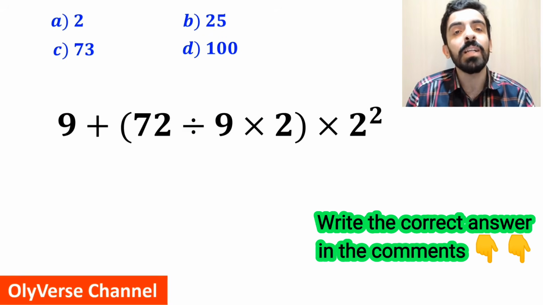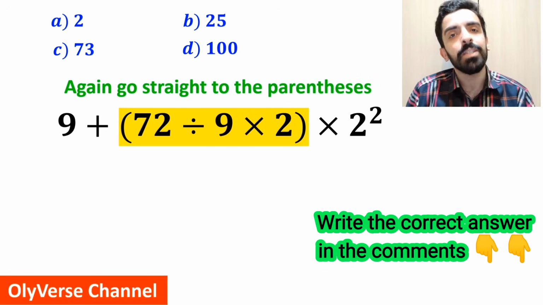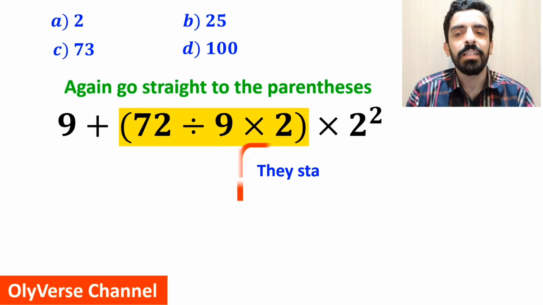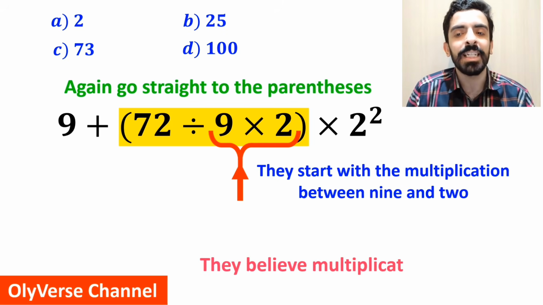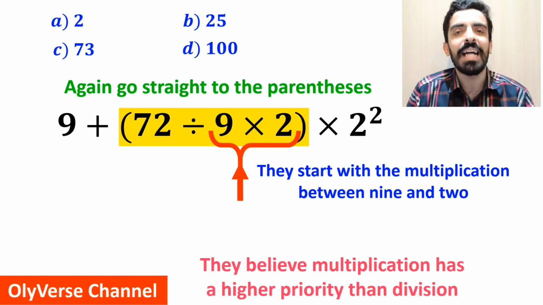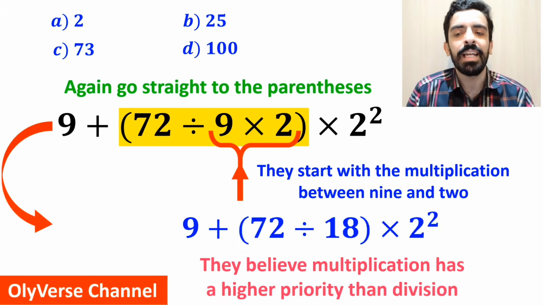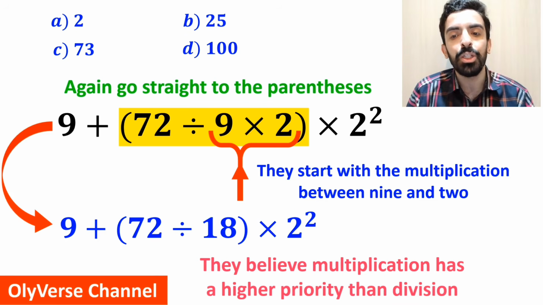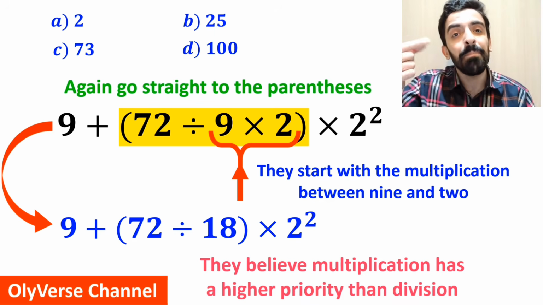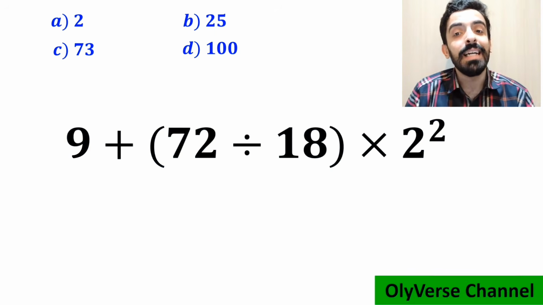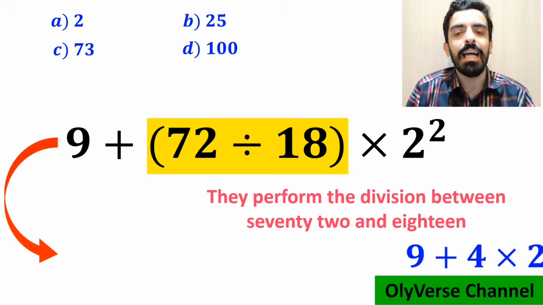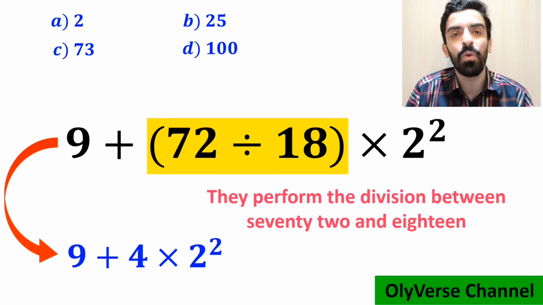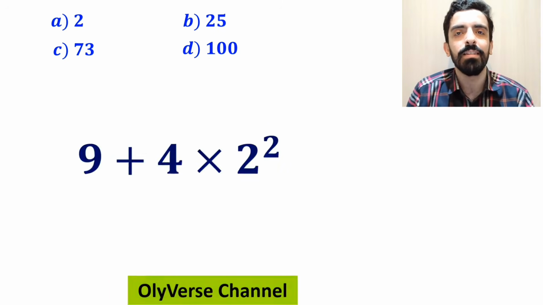Also, some other people when solving this question again go straight to the parentheses. But this time, they start with the multiplication between 9 and 2 because they believe multiplication has a higher priority than division. So, they rewrite this expression as 9 + 72 ÷ 18 inside the parentheses, then multiplied by 2². In the next step, they perform the division between 72 and 18 and simplify this expression to 9 + 4 multiplied by 2².